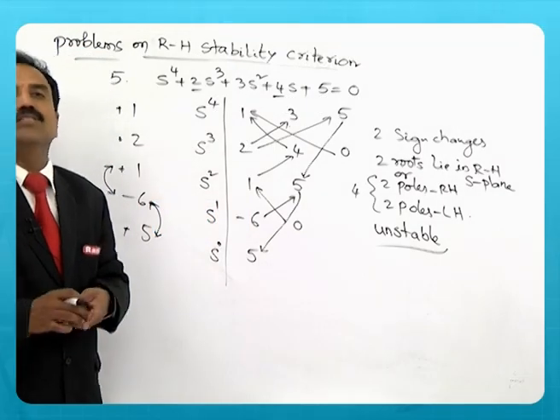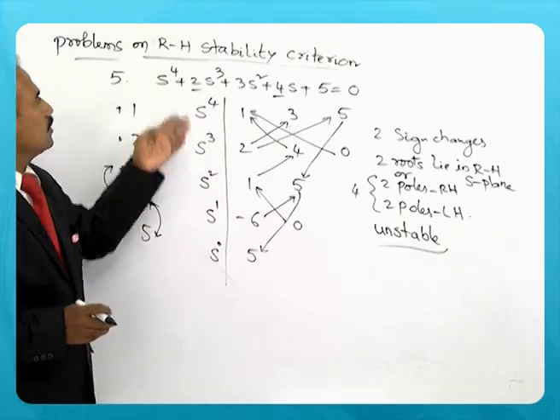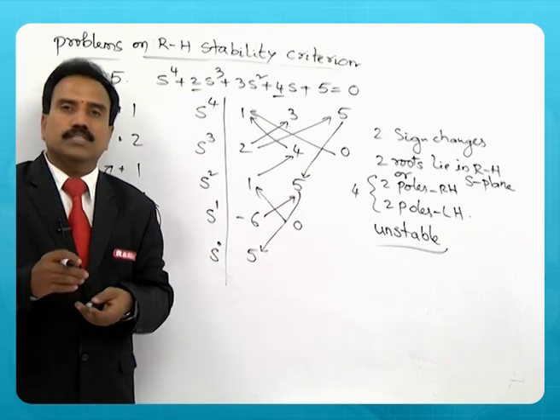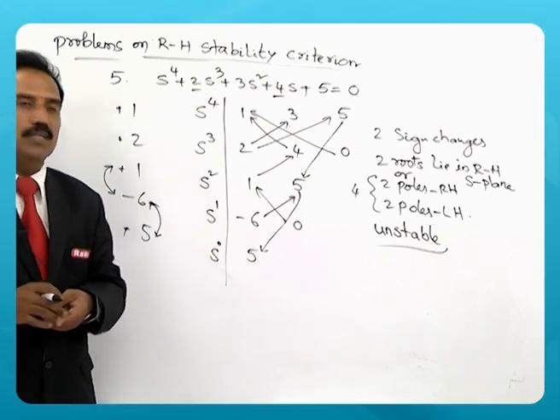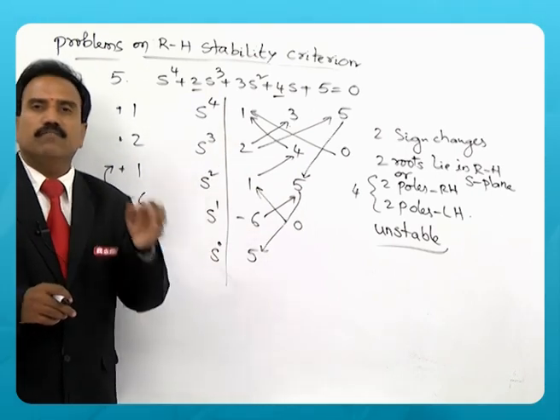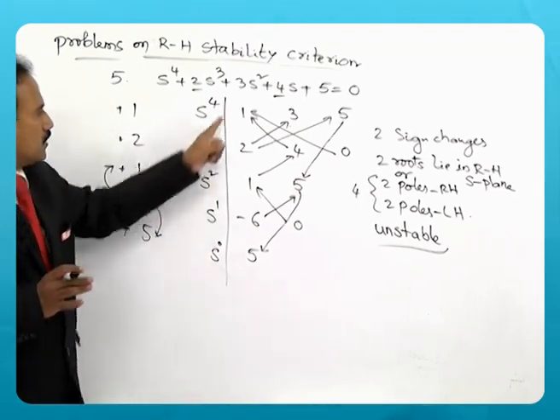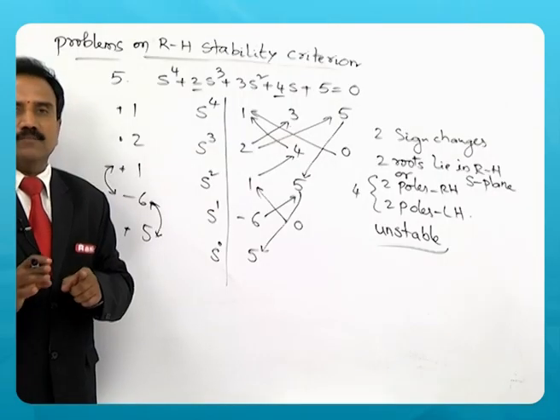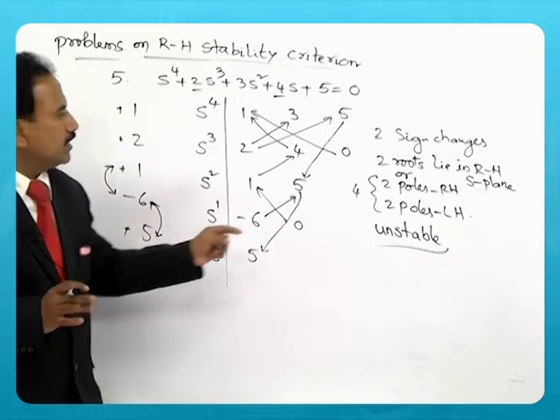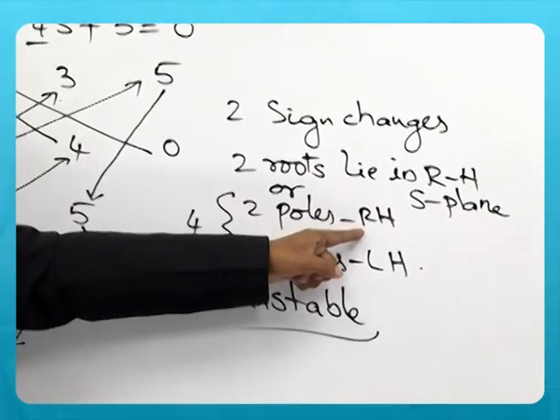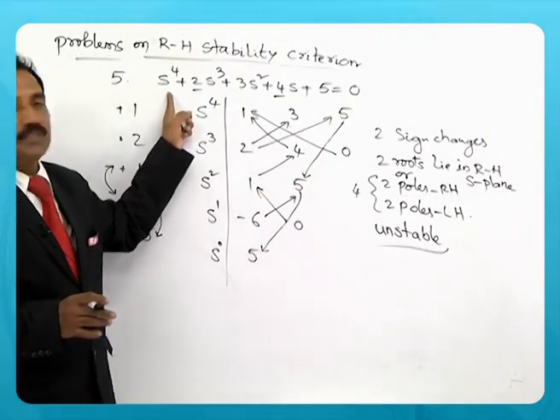So this is the information you will get from the R-H stability criteria. Even if it is an 8th order or 10th order equation, the stability can be assessed in a very simple way: only focus on the first column of the Routh array. The number of sign changes indicates that many poles lying in the right half out of the total.